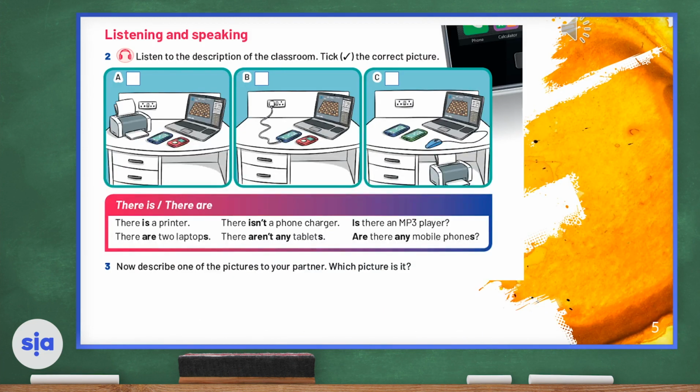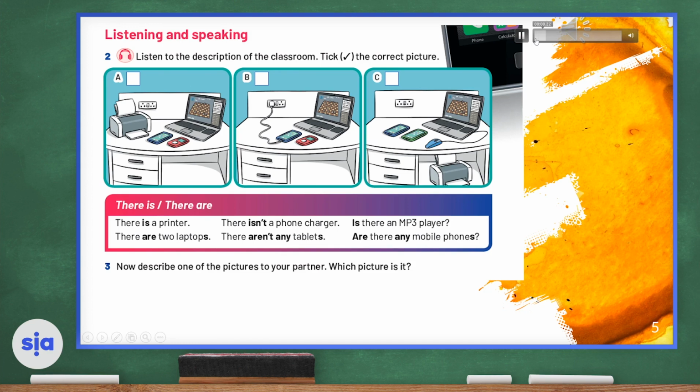Now we will move on to the listening section. We will listen to the description of the classroom and tick the correct picture. So what are we going to do now? We will look at the 3 pictures and listen to the listening audio and choose which classroom is being described. So you must know the objects and where they are to be able to pick the correct answer.